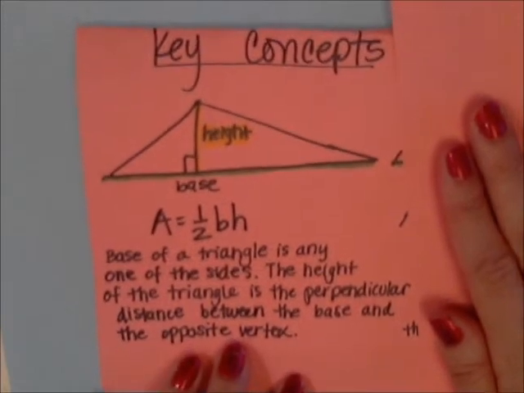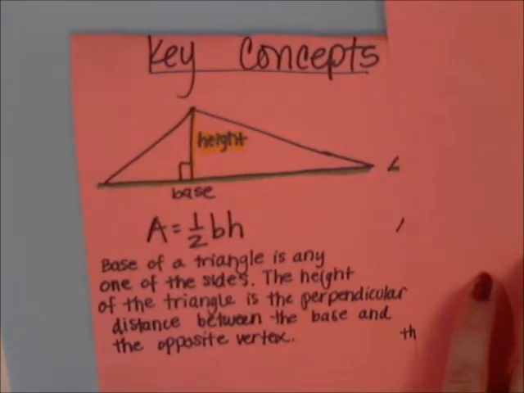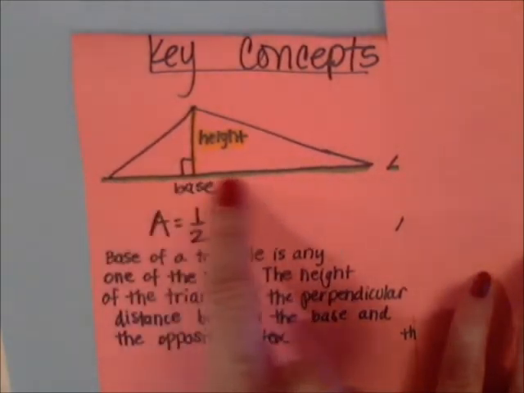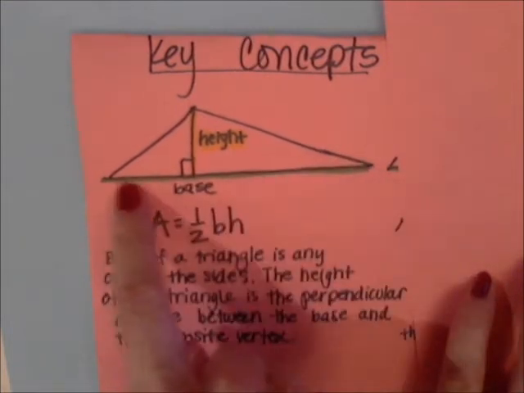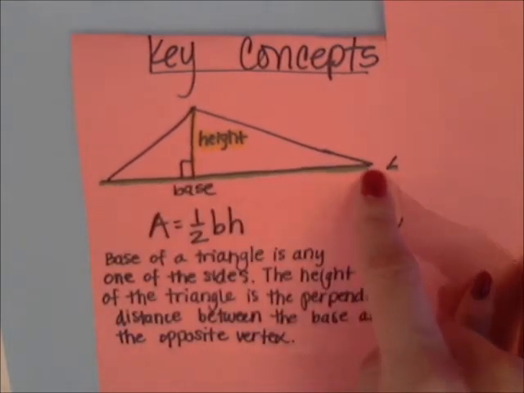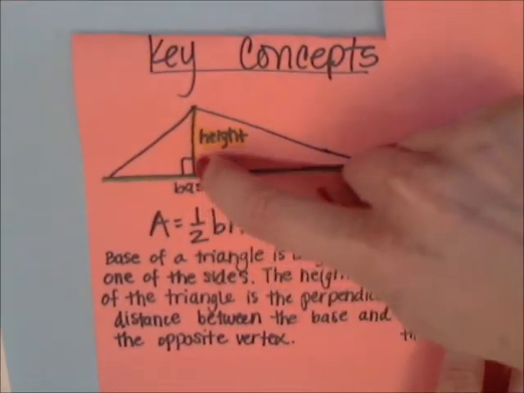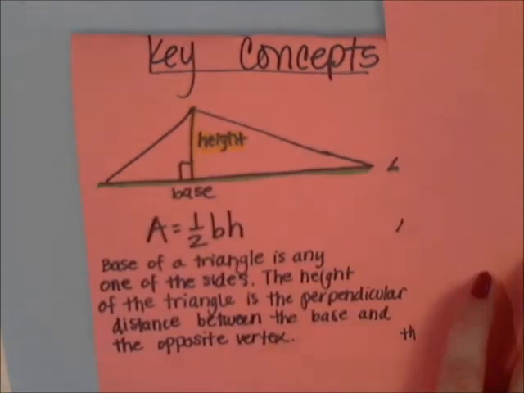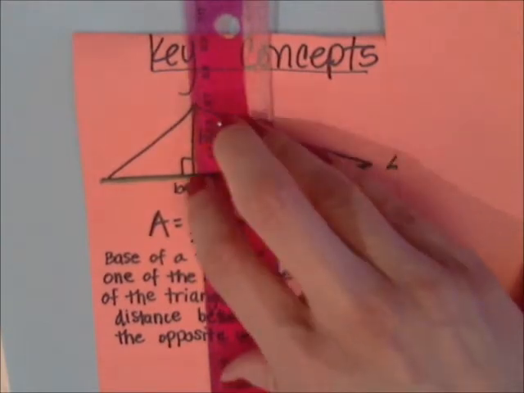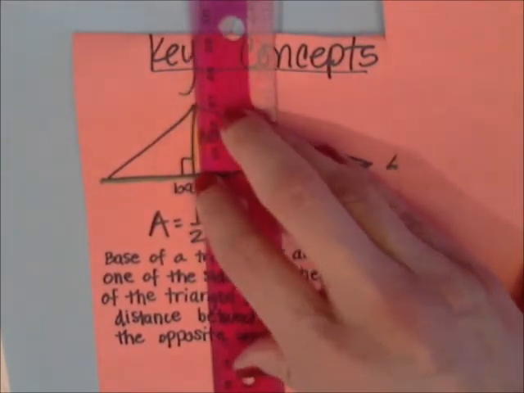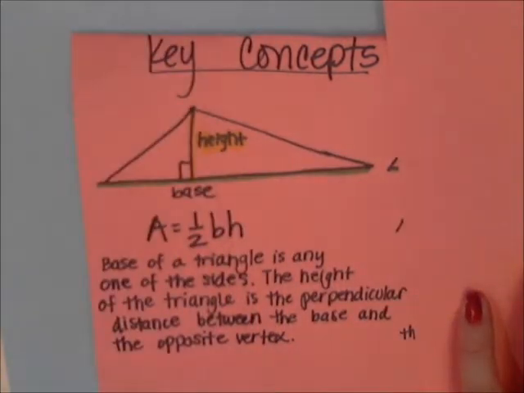Let's talk about what the base is. The base is any side of the triangle. In this case I picked this side right here because it was nice and easy for me to highlight, and so I will consider this the base. Then the height is from that base to the opposite vertex, but it has to be a perpendicular line. When you go from the base to the opposite vertex, you have to go straight. That is the height of a triangle.